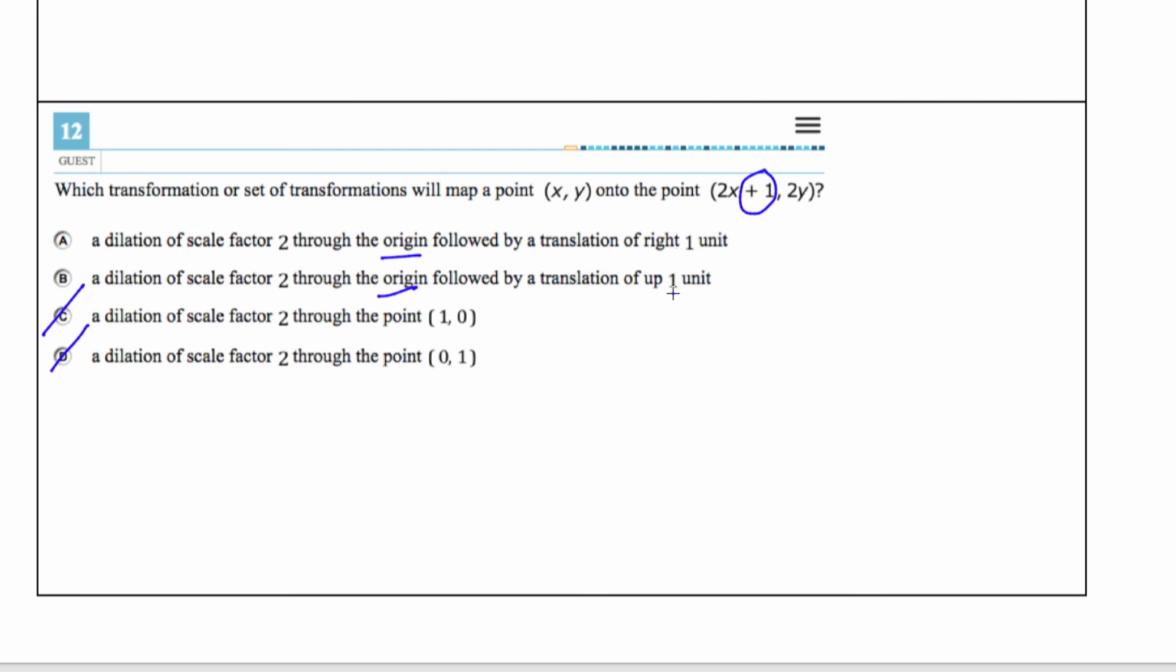What is your guess? If you said right 1, you got it correct, because it's in the x coordinate. Whenever x is positive, it goes right. When y is positive, it goes up. And I have no adding on y, so the correct answer is A.